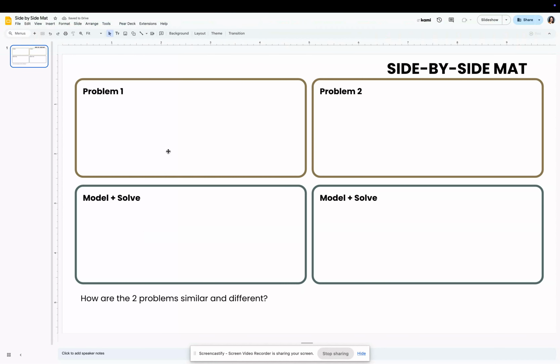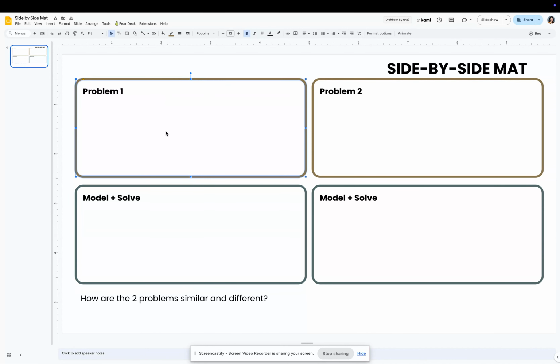Side-by-side math is a great way for your students to solve problems side by side with another student. They're going to have problem 1 here. Problem 2 could be the same problem or a different problem. Students are going to solve those problems, and they are going to model and solve down here. They then consider, how are the 2 problems similar and how are they different?